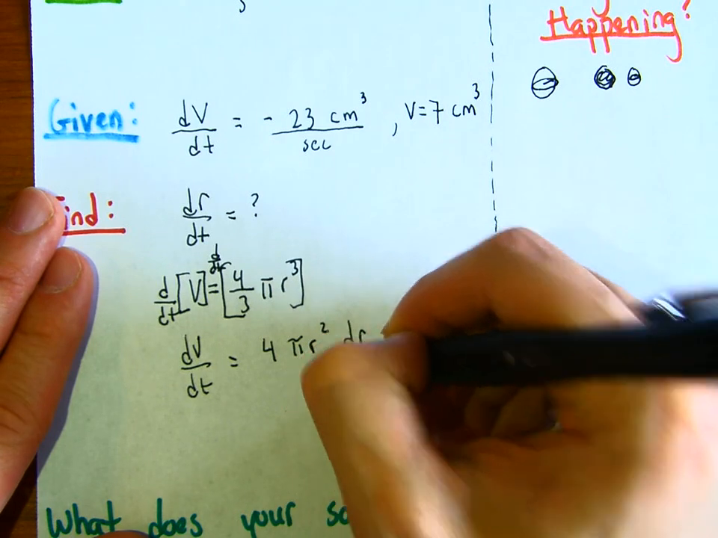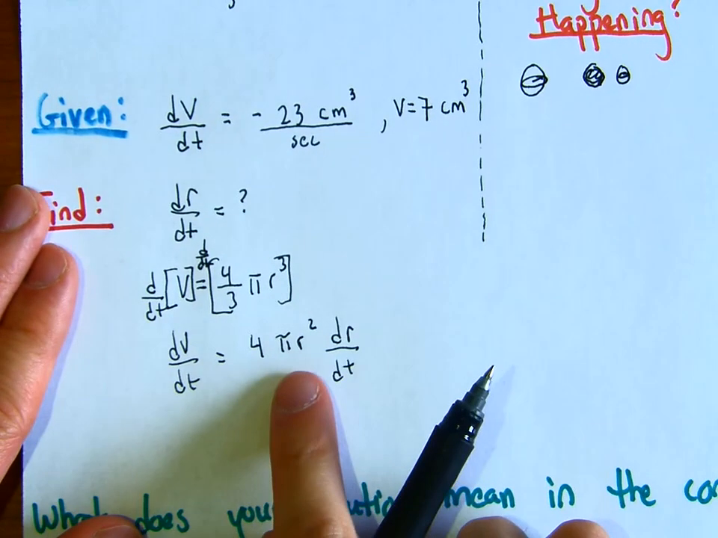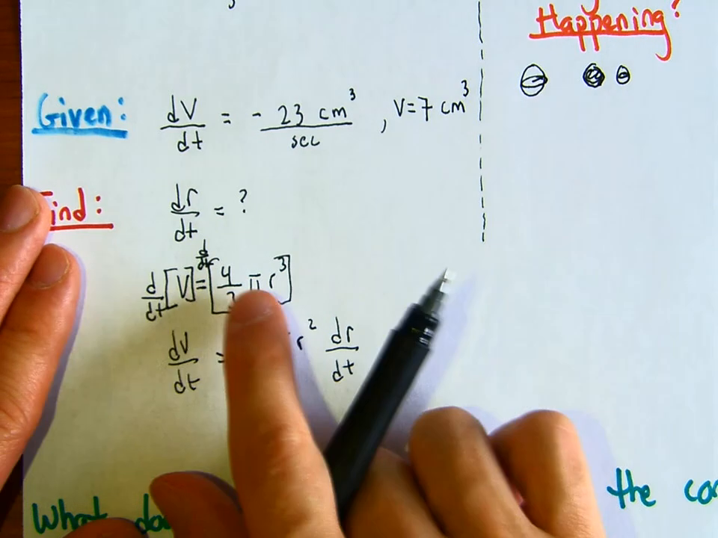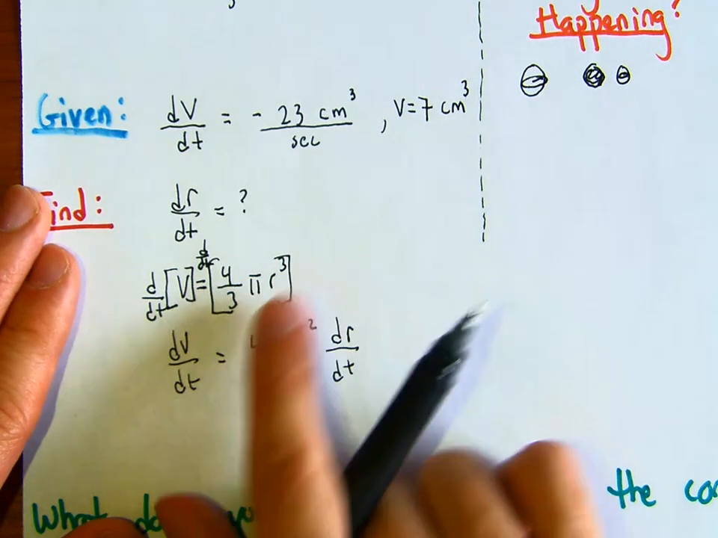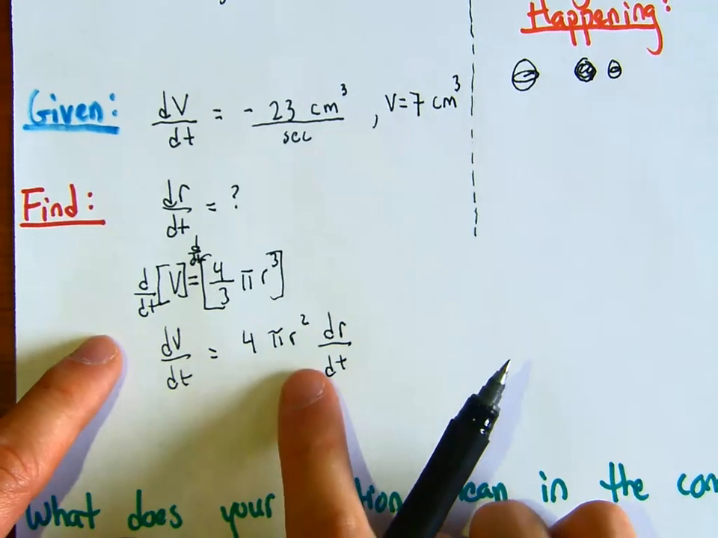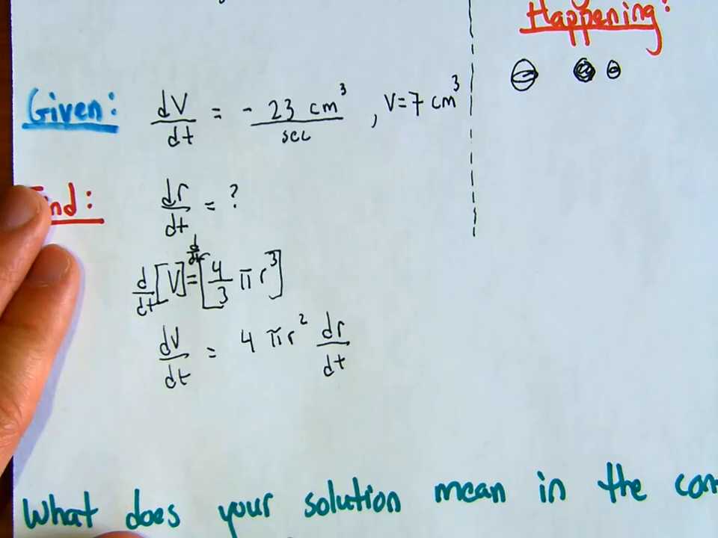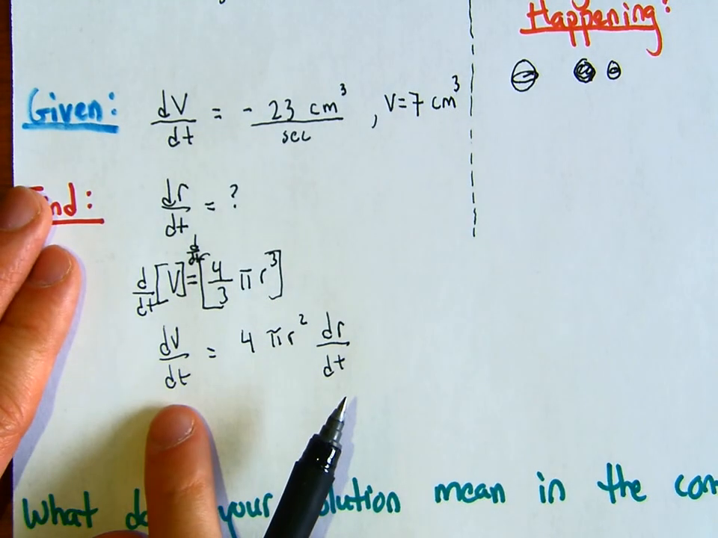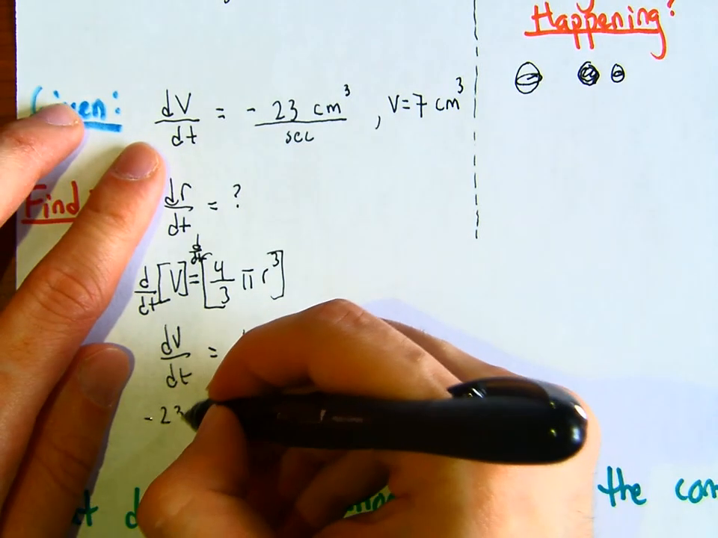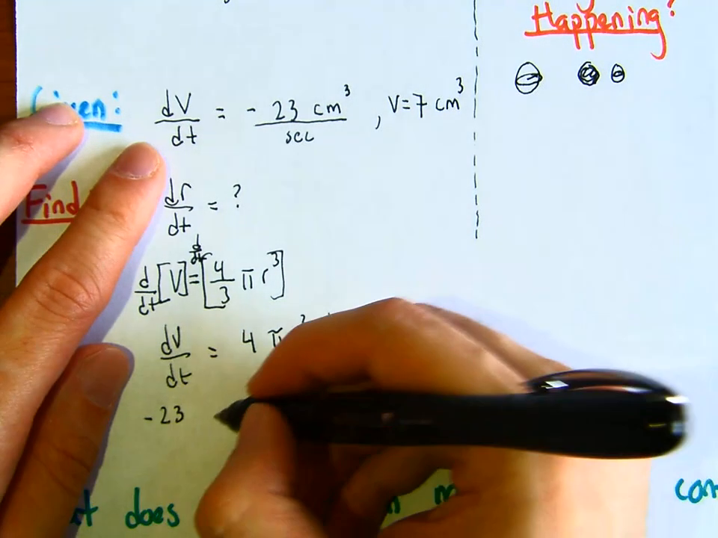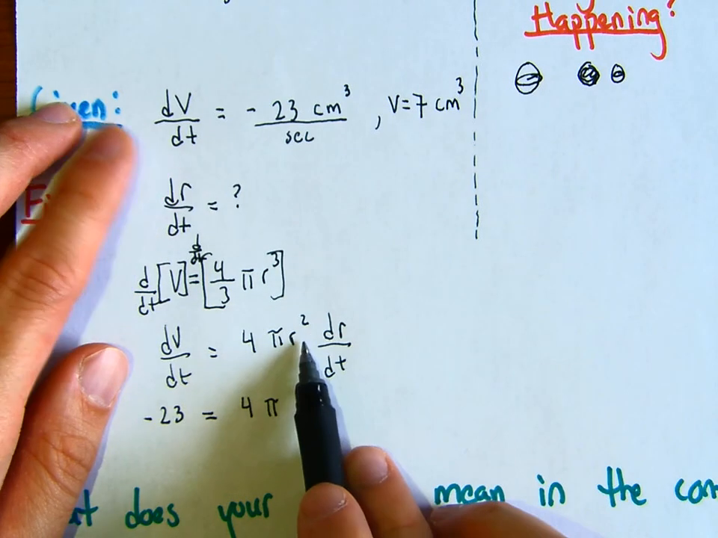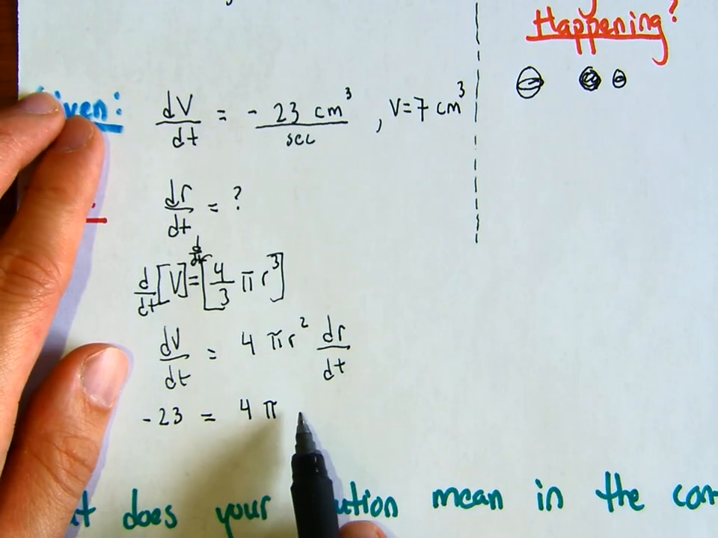Now we have dV/dt is equal to 4 pi r squared dr/dt. If you're wondering where this came from, we already took the derivative of the volume of a sphere with respect to time in the previous video, so I'm just continuing with what we know. Now, do we know dV/dt? Yes, we do. dV/dt is negative 23. Do we know 4 pi? Do we know what the radius is? No.